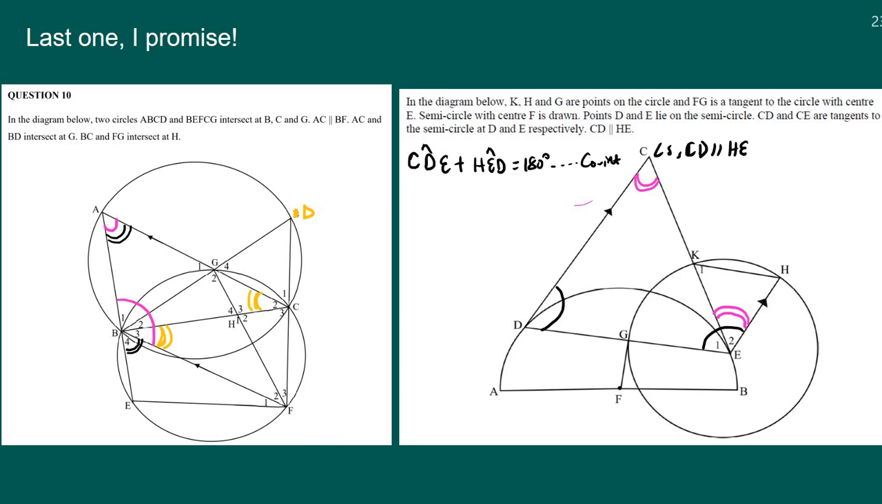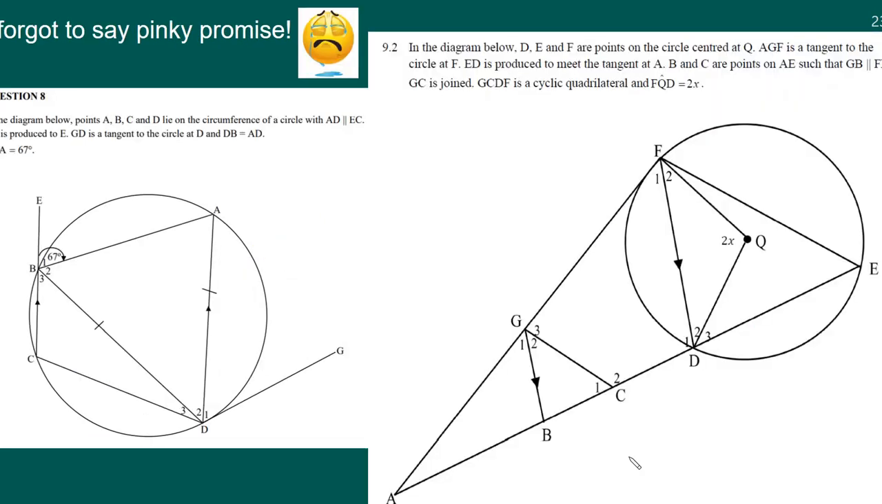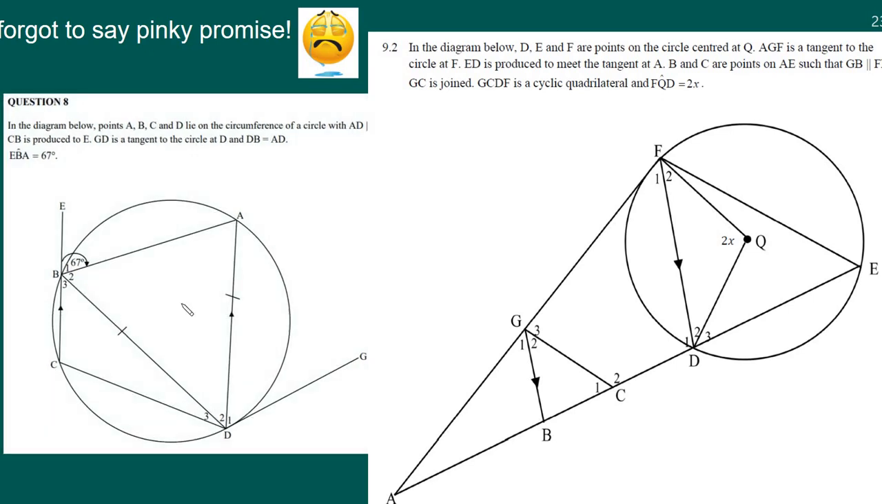All right. I forgot to say pinky promise. Good people, I pinky promise this is the last one. I should have said pinky promise. I'm very, very sorry for that. Okay, pinky promise is the last one.